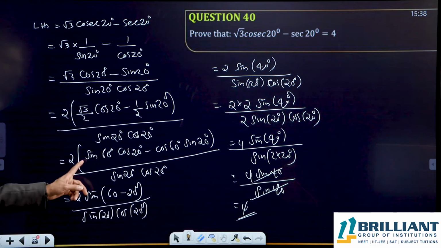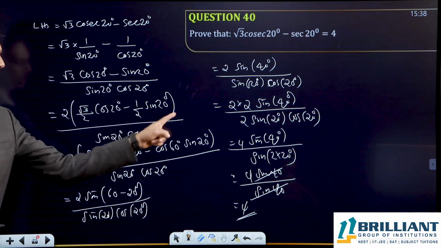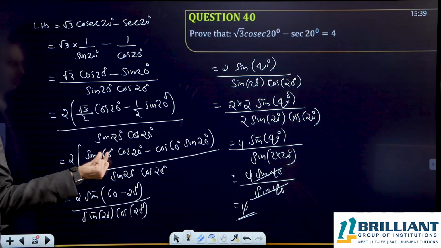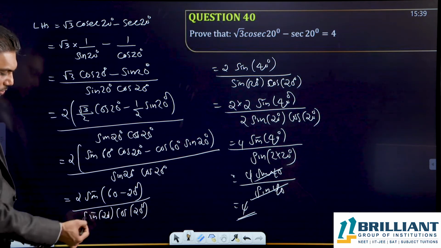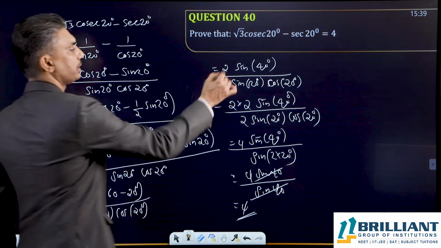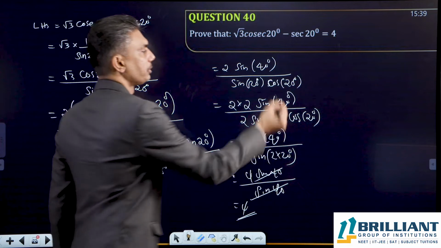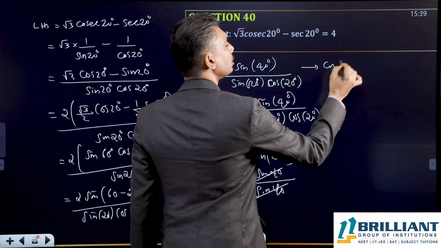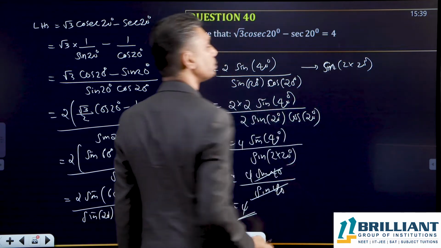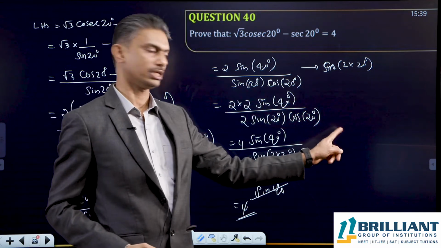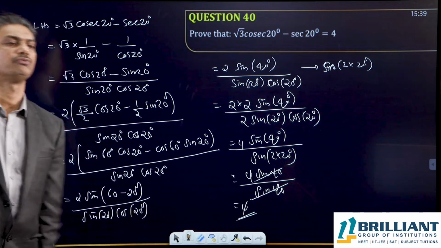Or here you can write root 3 by 2 cos 20 minus 1 by 2 sin 20. So, sin 60 cos 20 minus cos 60 sin 20, you can just make this 60 minus 20. Now, if you want, you can put a 2 here and put 2 here, you can convert 2 sin A cos A, or here you can write sin 40 as what? Sin 2 into 20. So, what is sin 2A? 2 sin A cos A. Either you can expand the numerator or you can combine the denominator. So, whatsoever way, you will be getting 4 as the answer.